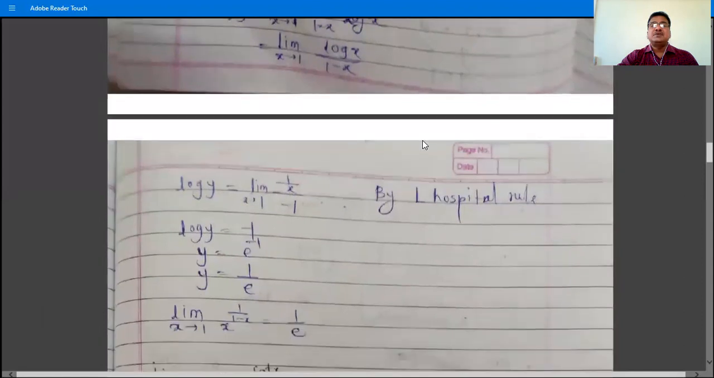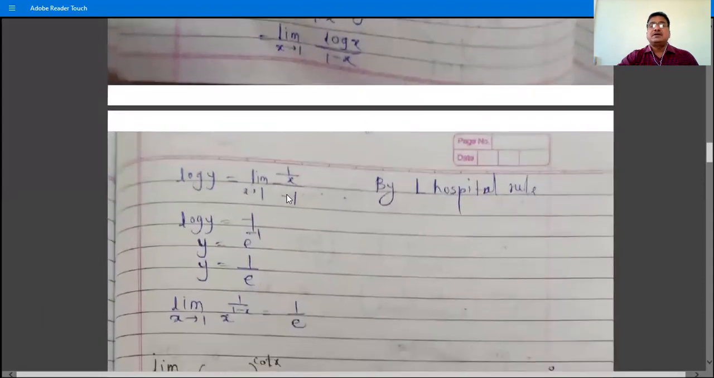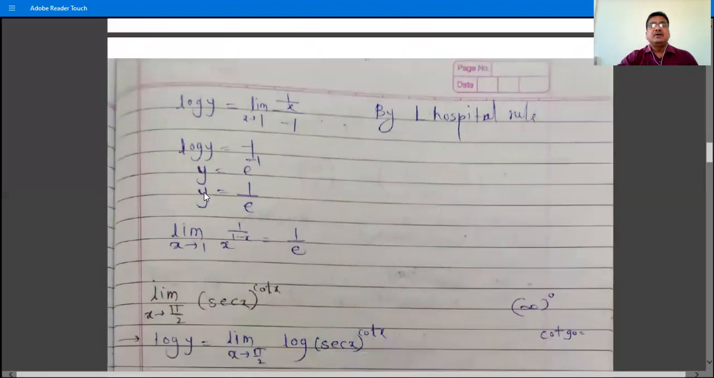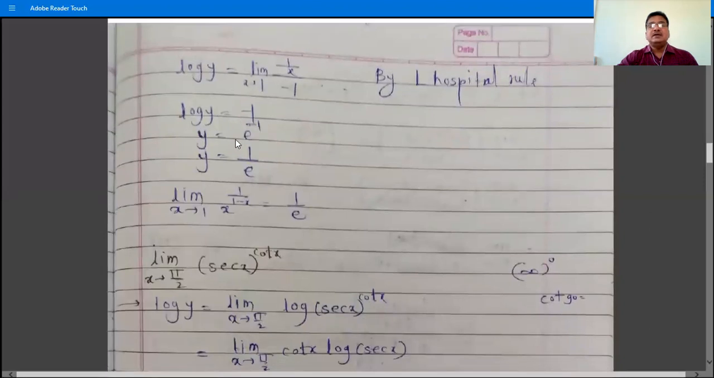And then by L'Hospital rule, limit x tends to 1, derivative of log x is 1 by x, and derivative of 1 minus x is what? Derivative of 1 is 0 and derivative of minus x is minus 1. Then if we substitute x as 1, the numerator is 1 and denominator minus 1. So 1 divided by minus 1 is minus 1. And this is the value of log y, and then y is e raised to minus 1, that is 1 by e.